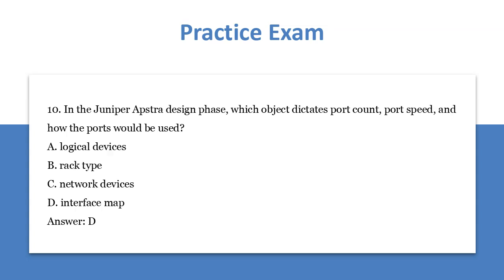10. In the Juniper Apstra design phase, which object dictates port count, port speed, and how the ports would be used? A. Logical devices. B. Rack type. C. Network devices. D. Interface map. Answer: D.